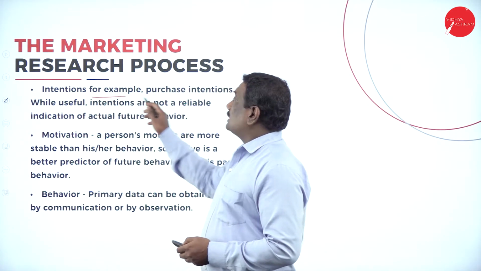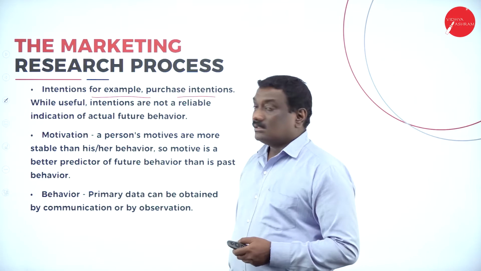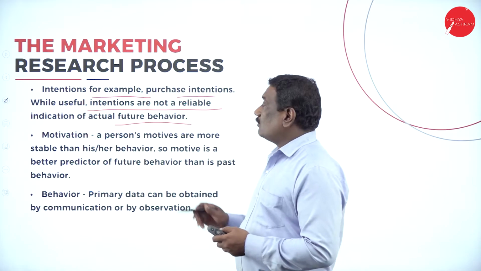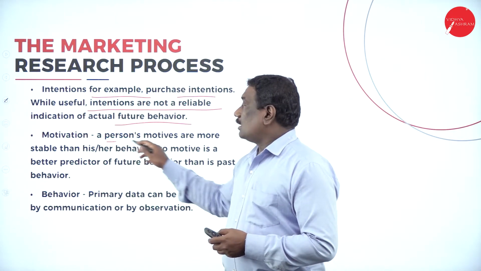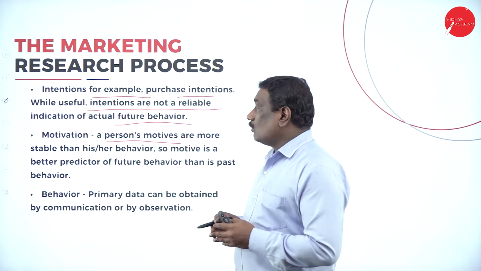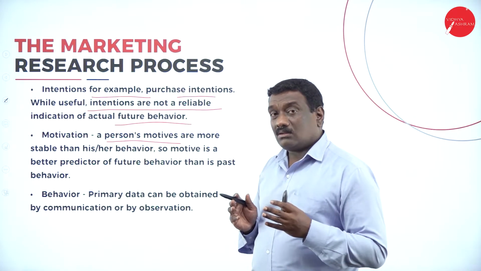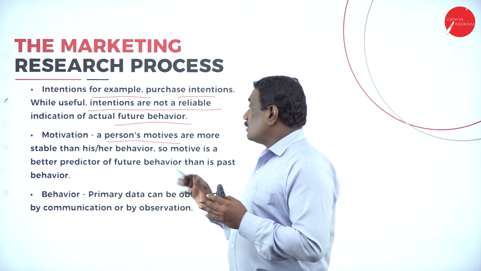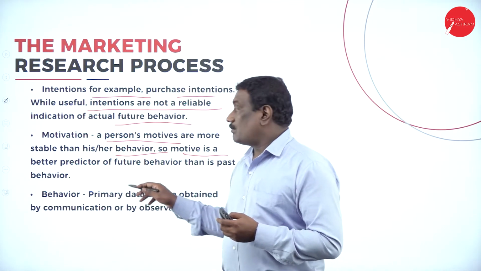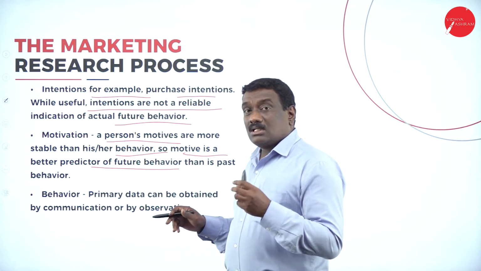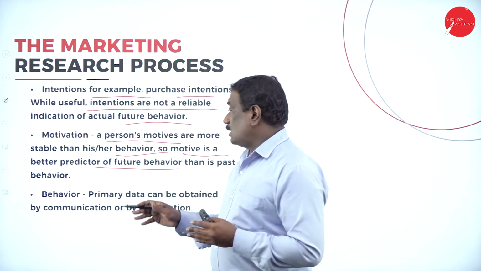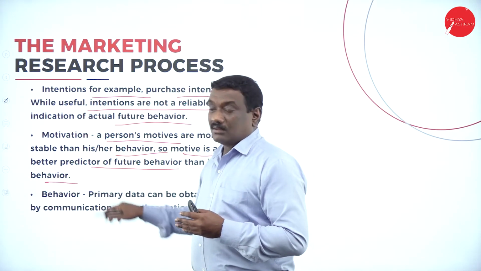Now the intention; for this example, it says purchase intention. Intention is not a reliable indication of the actual future behavior. Now comes the motivation. A person's motives are more stable. If you take a person who is doing that particular research, his motives are more stable than his behavior. So motive plays a very important role. It is a better predictor of the future, and it predicts future behavior better than past behavior.